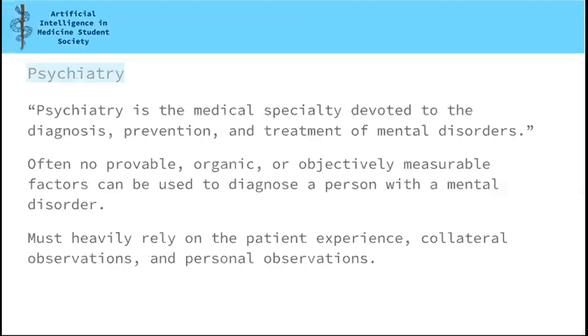So in psychiatry, let's just define it first. It's a medical specialty devoted to the diagnosis, prevention, and treatment of mental disorders. And a lot of times these mental disorders, they're not provable with one single blood test or one objectively measured factor. So for example, in hyperthyroidism, you can measure someone's TSH. And if it comes back really low and they have all the symptoms that describe hyperthyroidism, the TSH is the confirmatory test that tells you, yes, this is what they have.